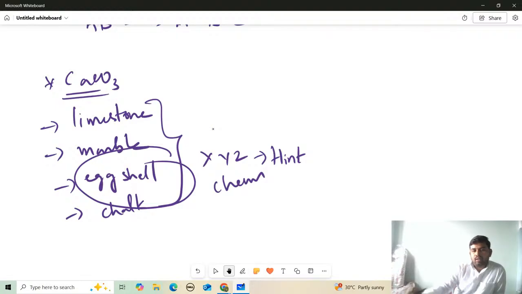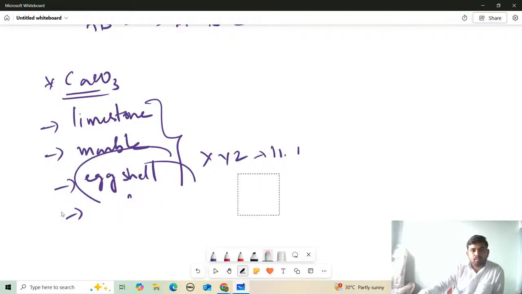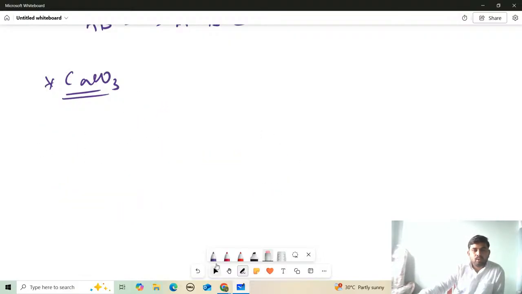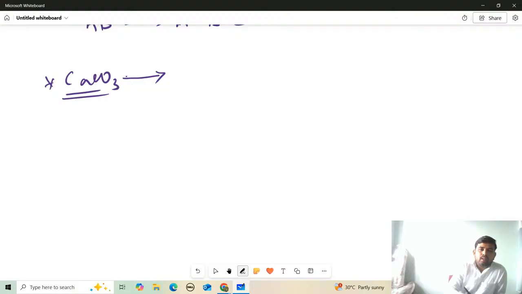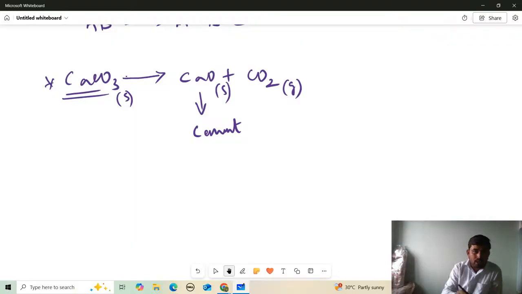Here we are taking calcium carbonate. It produces calcium oxide and CO2 gas. Remember, the calcium oxide is a solid, and it will be used in the manufacturing of cement. If the question says compound X is produced which is used in the cement industry, then X is nothing but calcium oxide.